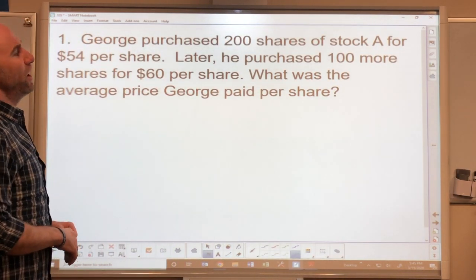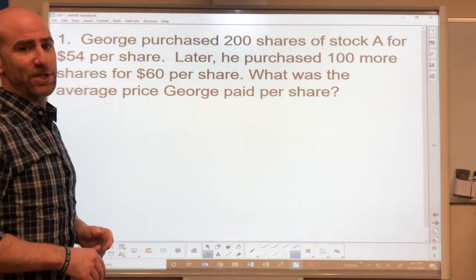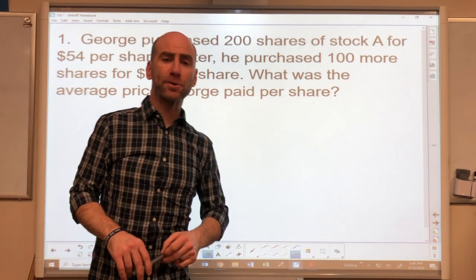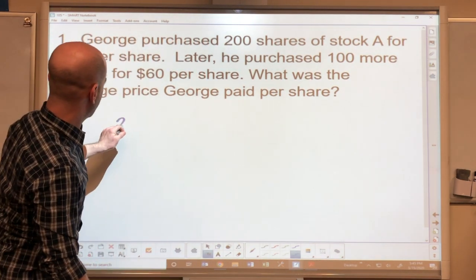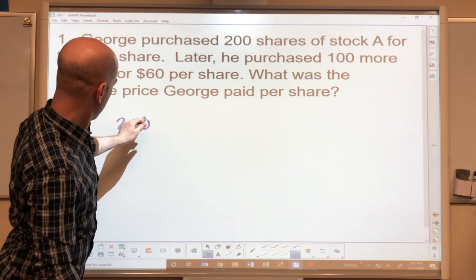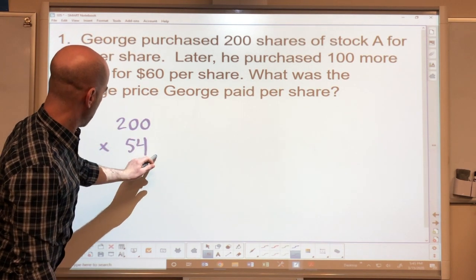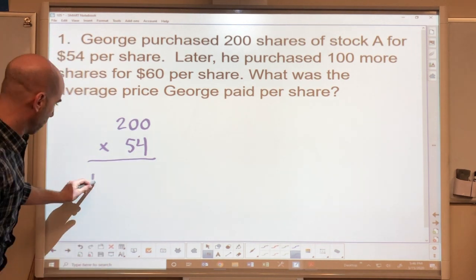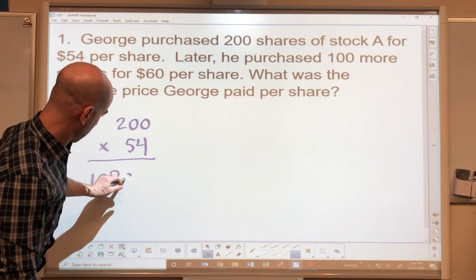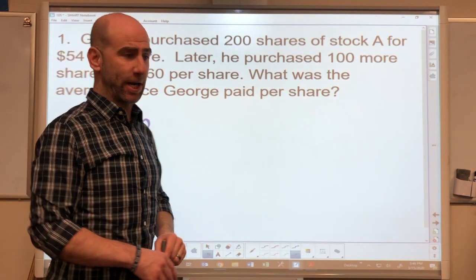George purchased 200 shares of stock A for $54 a share. I want to know how much George paid for stock A. So 200 shares times $54 per share. Calculate that. He paid $10,800 for those shares.